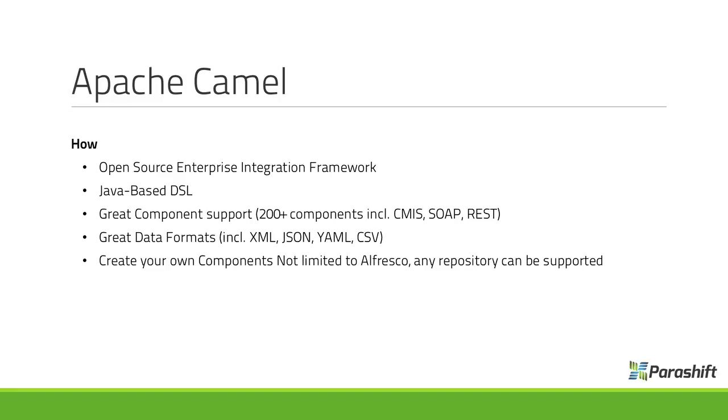So we can take things in from an Excel spreadsheet, CSV, a website, and you can create your own components as well. It's not limited to just Alfresco. It could be any repository. It could be Trim, Objective, it could be SharePoint, whatever you feel pertinent to your organization.